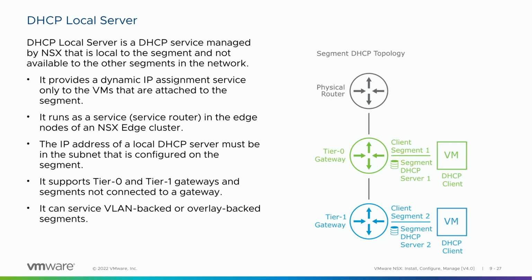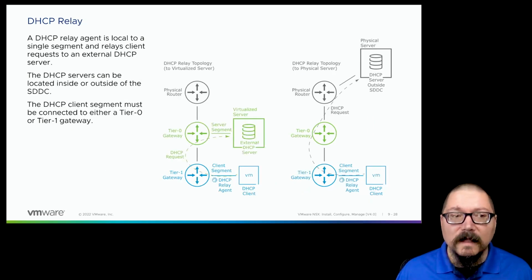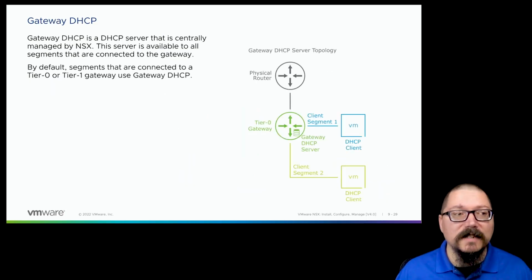So the local server is simply attached to an individual segment. So if I've got two segments, I need to create two local server profiles and set them up completely differently from one another, completely separately from one another. And we can attach these to VLAN segments or overlay segments, whatever you might need. A DHCP relay, well, that's going to be configured on the gateway, and we'll simply collect DHCP requests and unicast them off to a DHCP server in your environment. Right? Very flexible, very handy if you've got your own DHCP server.